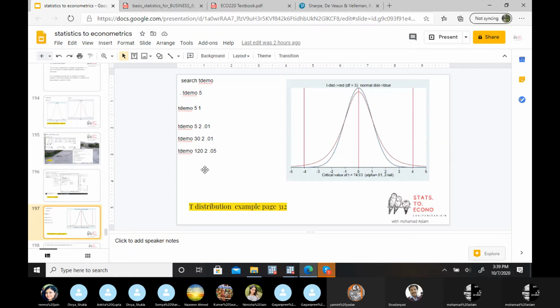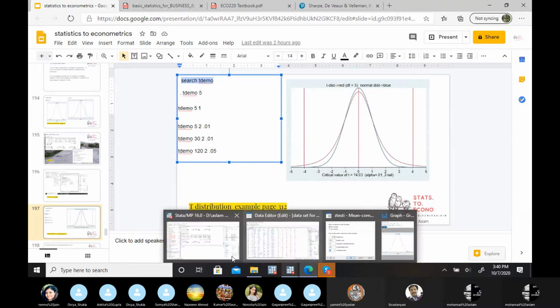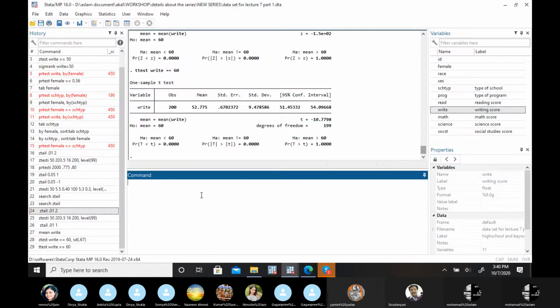I'm now trying to show you the difference between the t distribution and the z distribution, and if your sample size increases, both distributions are going to merge. To do that, first you have to install this package, tdemo, because you did the z, but now you also need t critical values. So just search t demo, without a space.